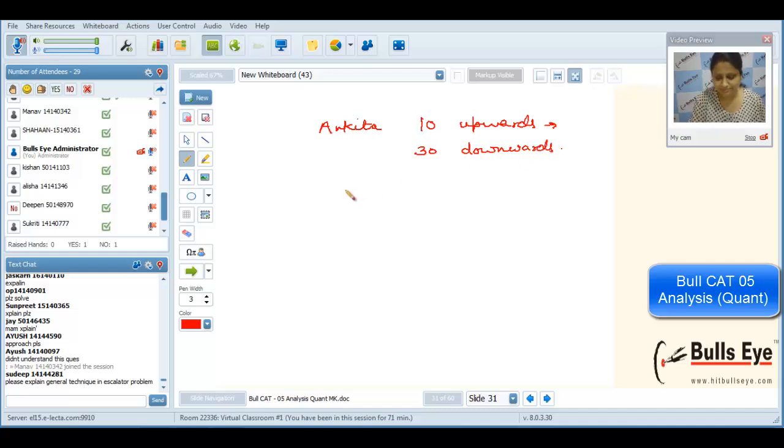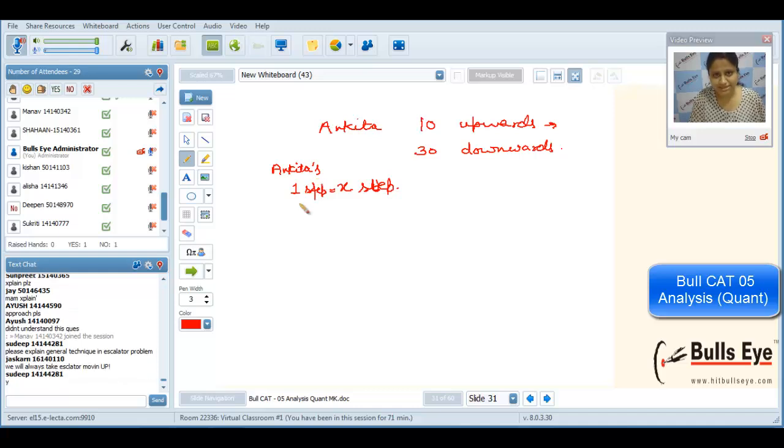I'll do one thing. Suppose if Ankita is taking 1 step, suppose the escalator is moving x steps. With respect to Ankita's 1 step, the escalator is moving x step. It will give you a relation between Ankita's and the escalator's speed. Is it okay with you? Are you getting me? Suppose in the time Ankita is taking 1 step, the escalator is moving x steps.